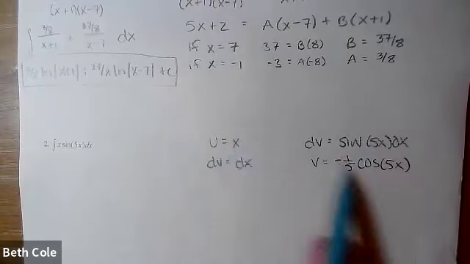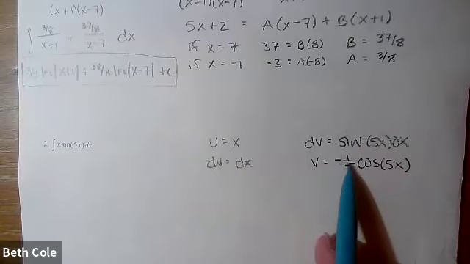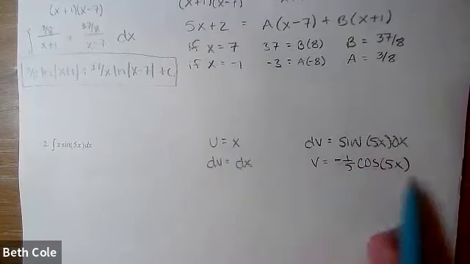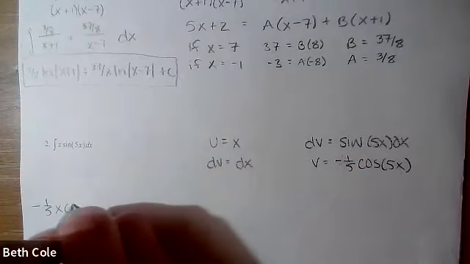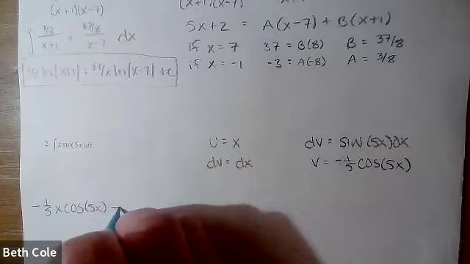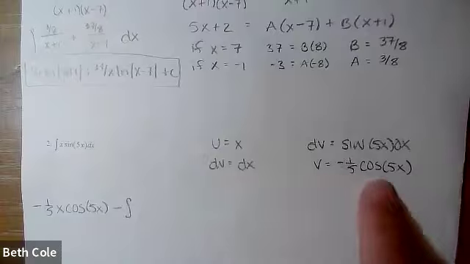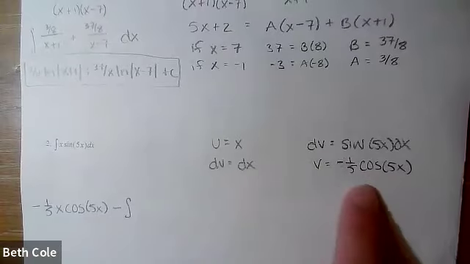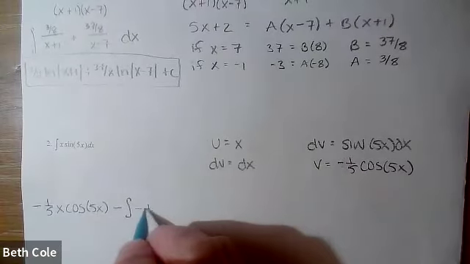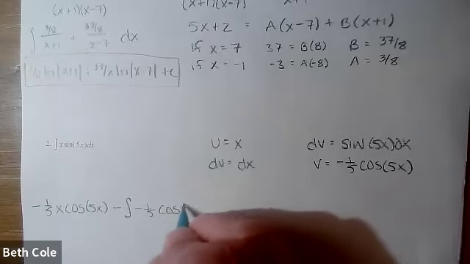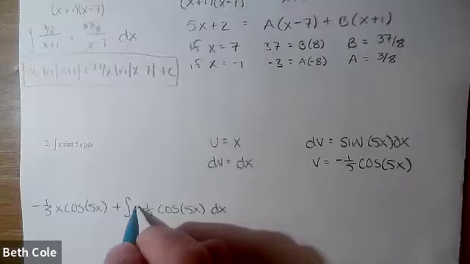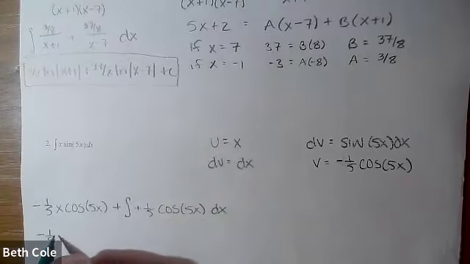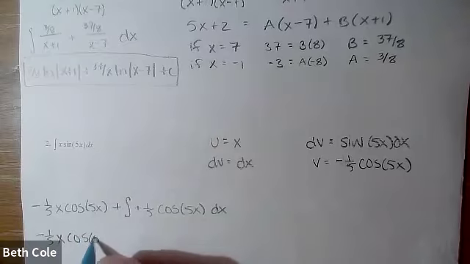it's going to start out being that you multiply across. So I'm going to have -1/5 x cosine 5x. So -1/5 x cosine 5x minus integral, and we're going to multiply these together. So -1/5 cosine 5x and then dx. So these negatives are going to cancel. This first part is done. We're sort of just copying that at this point.